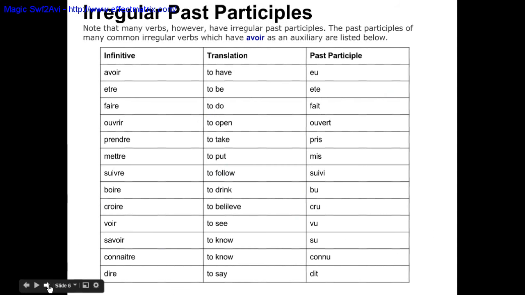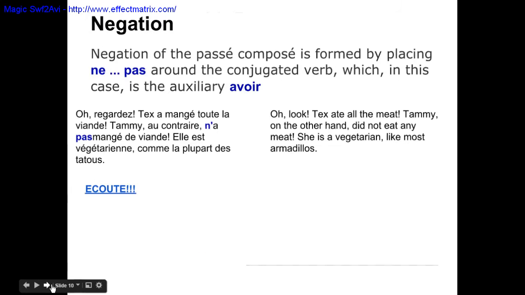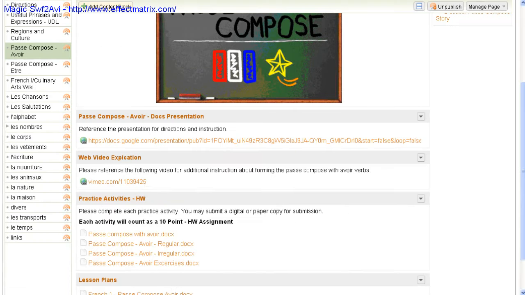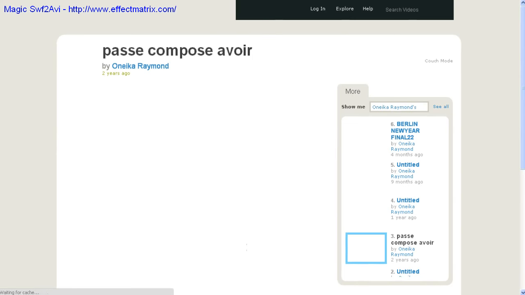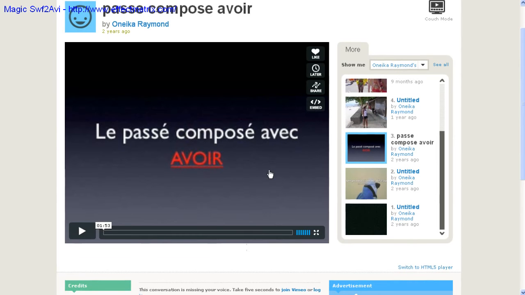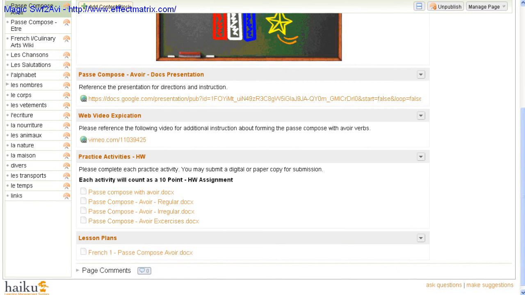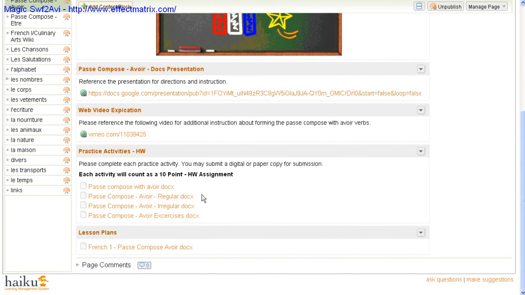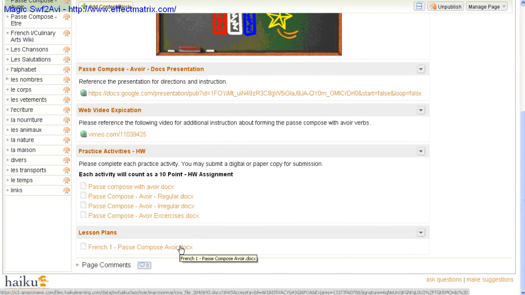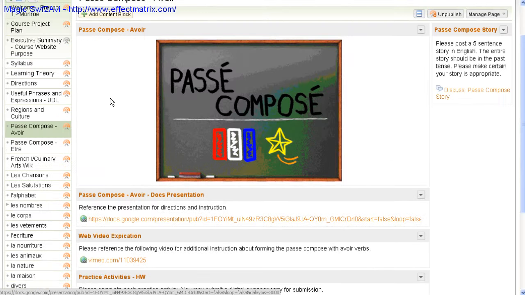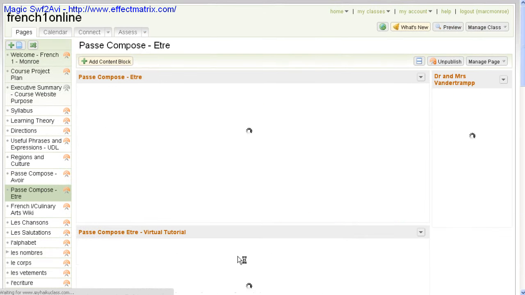Okay, and they go through. It's a tutorial about the Passé Composé. There's a short video they can watch about forming the Passé Composé, if they have any additional questions. There's certain documents, and then there's the lesson plans. And again, this would be supplemental to what we're doing in class. And then there's Passé Composé être.